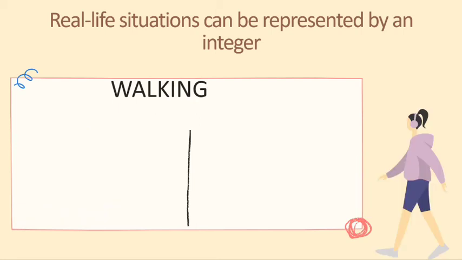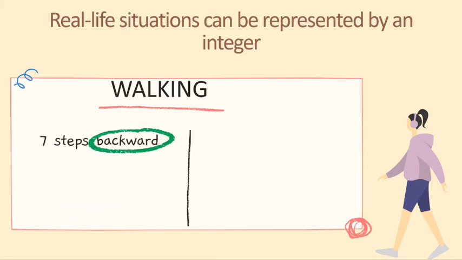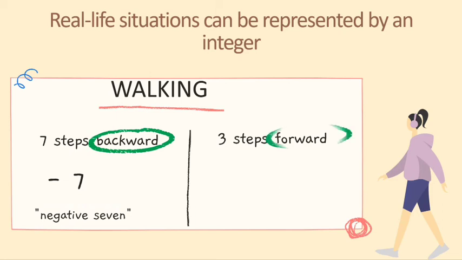Next, in walking. Kahit sa paglalakad natin, meron pa ring integers. Let's say 7 steps backward. We have here the word backward. In math, that is negative. So we can represent that as negative 7. Then, let's say you have 3 steps forward. We have here the word forward. So in math, that is plus 3 or positive 3.